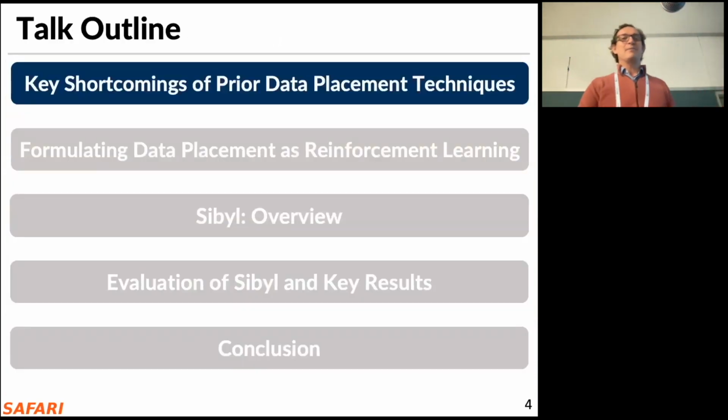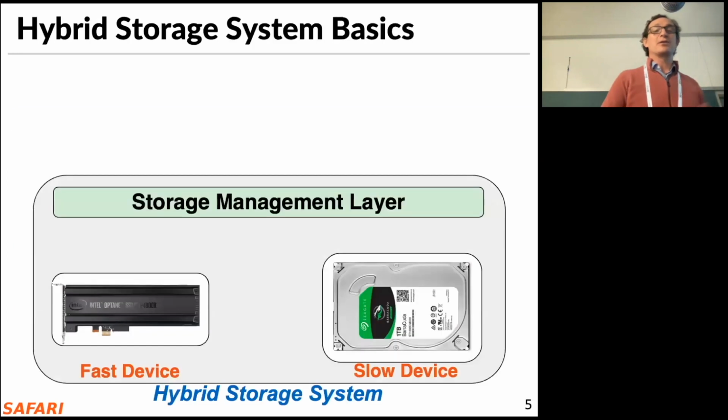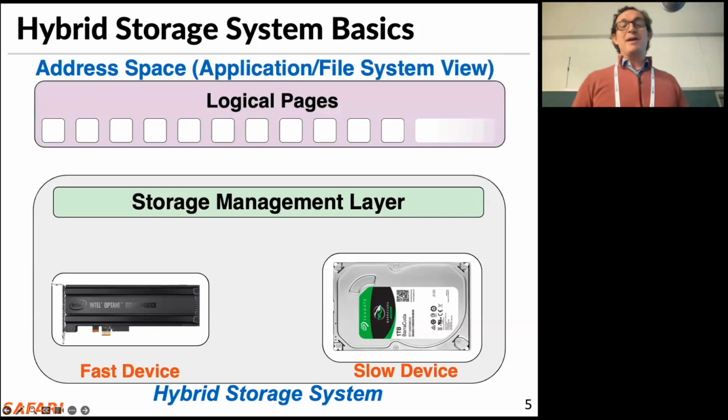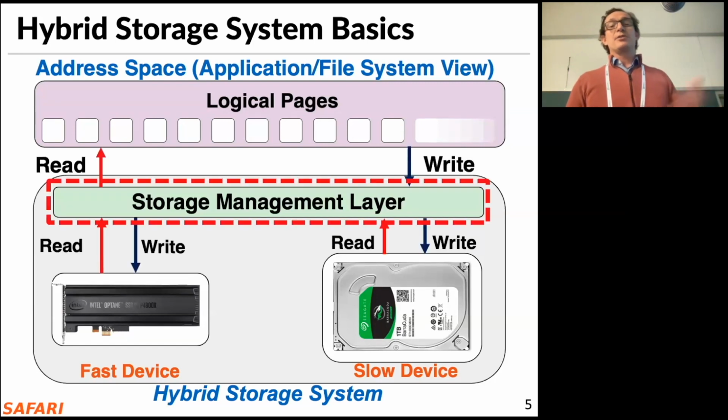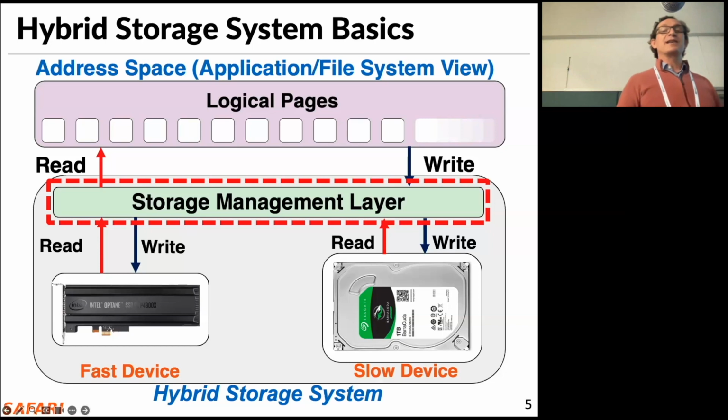So let me jump into what are the key shortcomings that we see in prior data placement techniques. If you look at a hybrid storage system, it looks like this. You have a fast device and a slow device, and you may have more of these, of course. And they're managed by the storage management layer, which essentially acts between the host and the pages, right? So you get reads and writes, and then the storage management layer decides where to send these reads or writes to, where to place the data, etc.